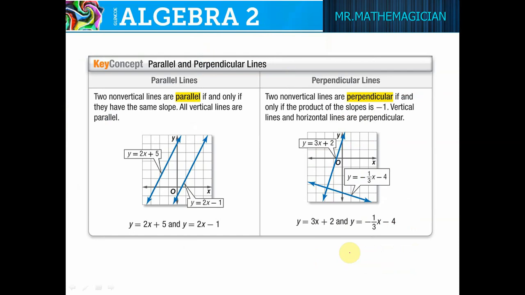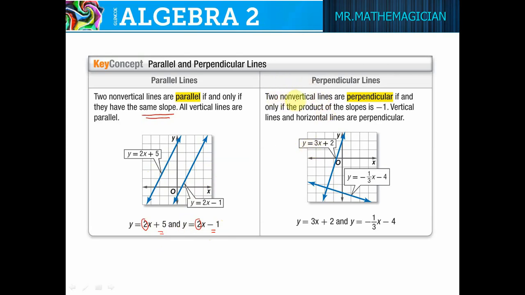Now parallel and perpendicular lines. Lines are parallel if they have the same slope. We can say that two lines are parallel, like here, this line y equals 2x plus 5, the slope is 2. And this line y equals 2x minus 1, the slope is 2 as well. They have different y-intercepts, it's okay, but it must be the same slope to be parallel.